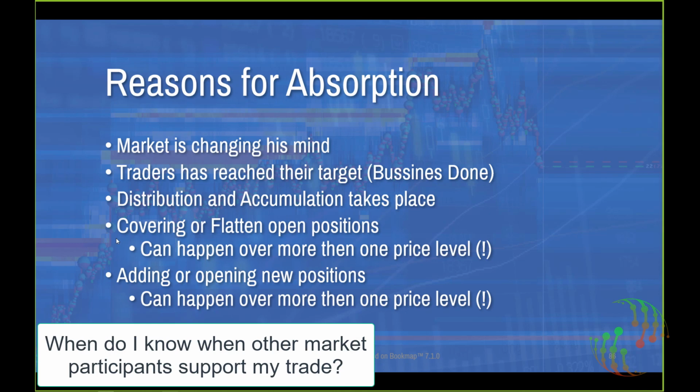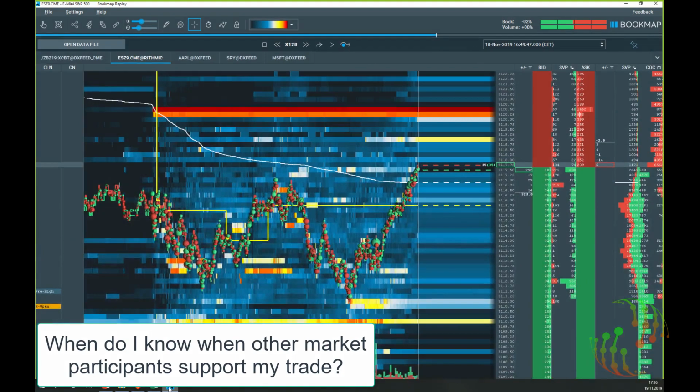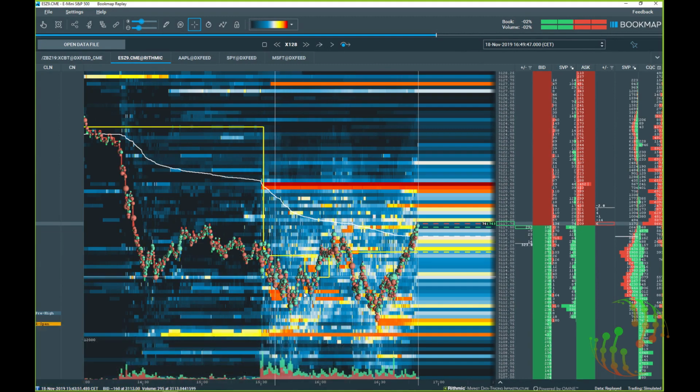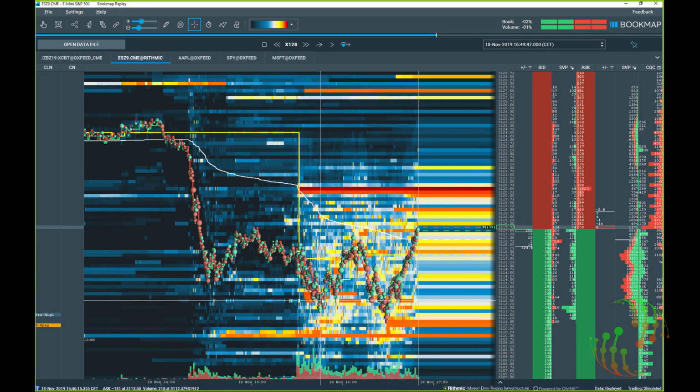That's the point. And when you miss something like that here, absorption at that level, for example, when you miss that, you are trying to sell again, but you are selling into nothing, so no one wants to support you here.